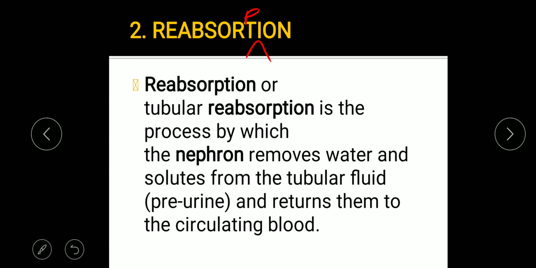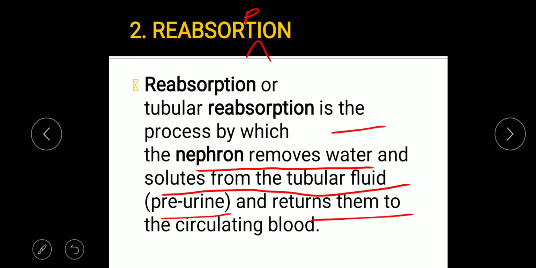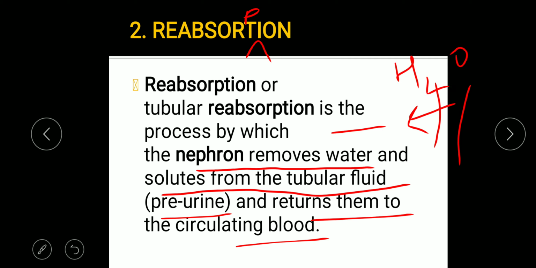So reabsorption or tubular reabsorption is the process by which the nephron removes water and solutes from the tubular fluid, that is pre-urine, and returns them to the circulating fluid. In this process the wall of the nephron will reabsorb. What will they reabsorb? That is water and some solutes which are essential for our body from pre-urine.